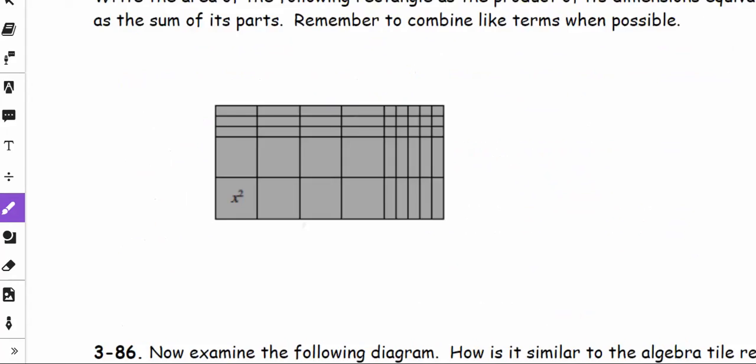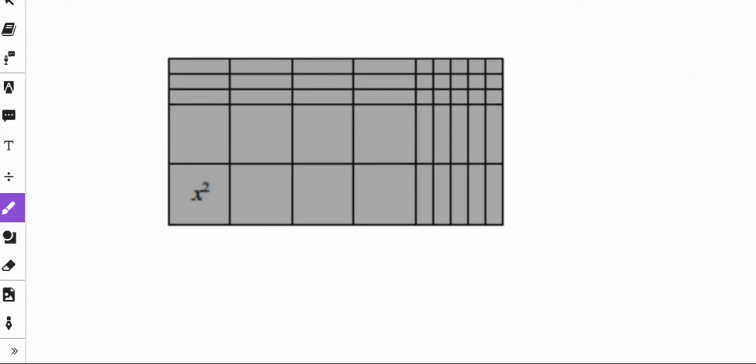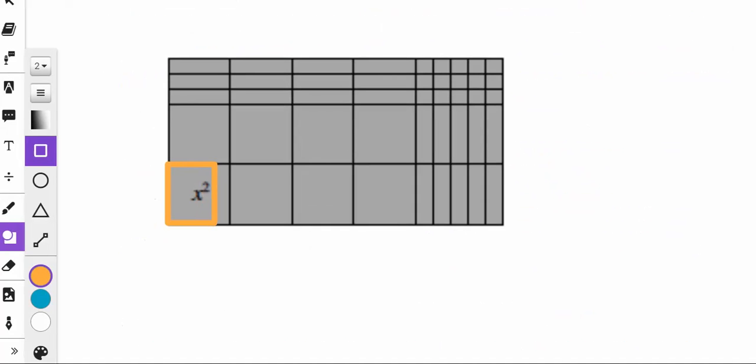So the area of the product is we're trying to find length times width. And what we want to remember is that each of these squares here are x by x. Each of these rectangles is x by 1. And each of these little squares are 1 by 1. And that's what each of those represents.